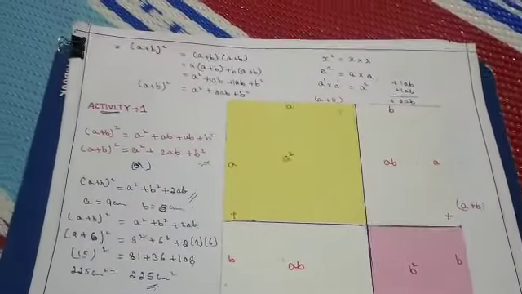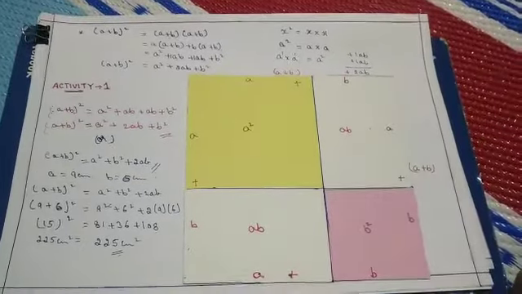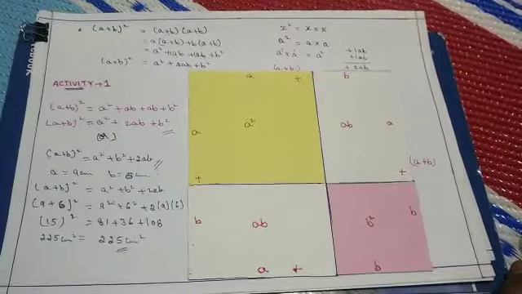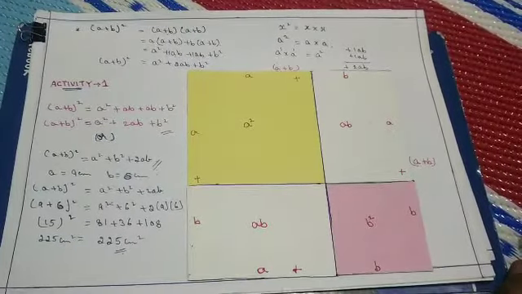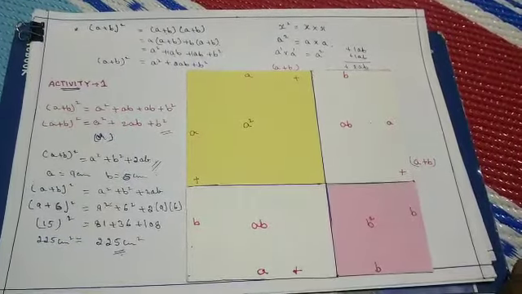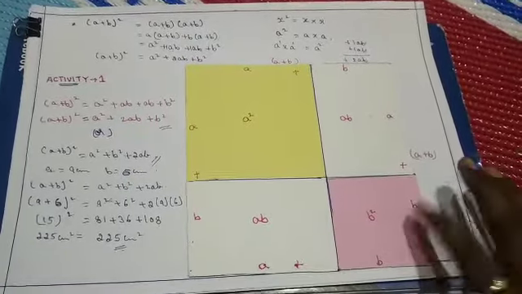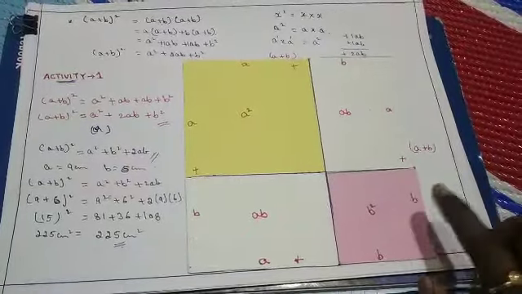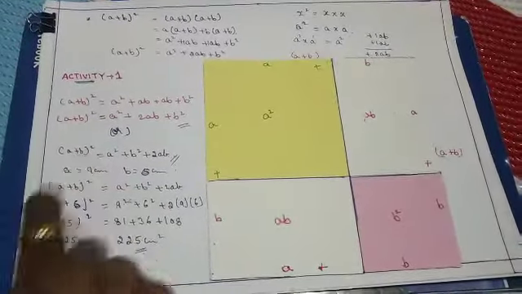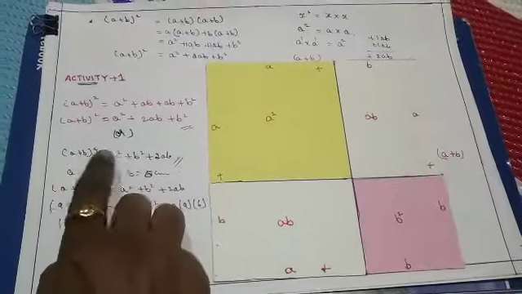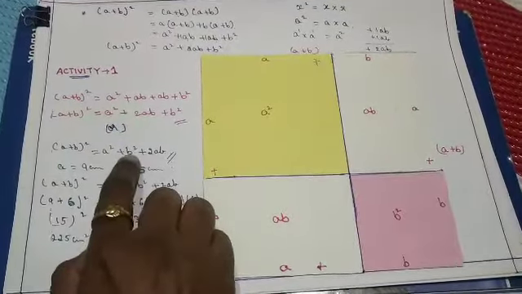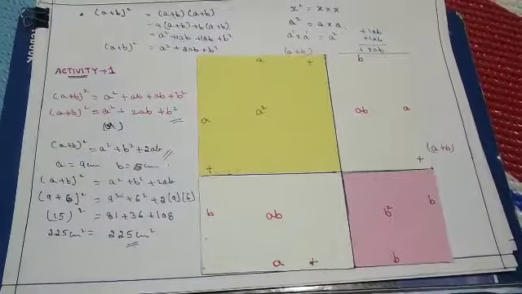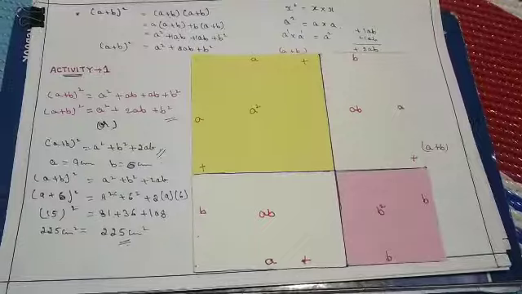Now the question arises, where can we apply this practically? Children, if it is given 1009 square, can you multiply 1009 into 1009? No. In that case, you can apply this formula. 1009 can be written as 1000 plus 9, which means the value of a is 1000 and the value of b is 9. Then you can make it as 1000 square plus 9 square plus 2 into 1000 into 9. It makes it easy. Within a fraction of seconds, you can get the answer.